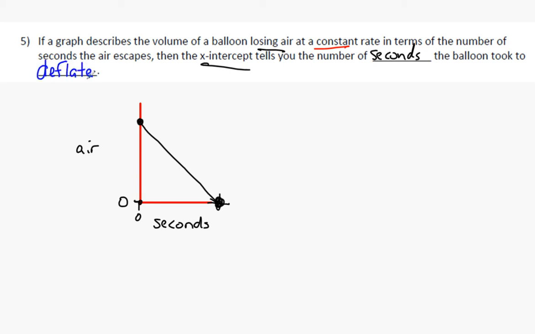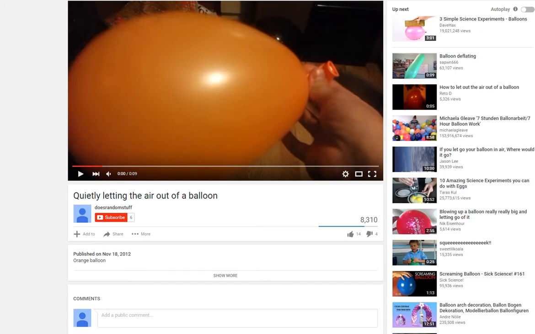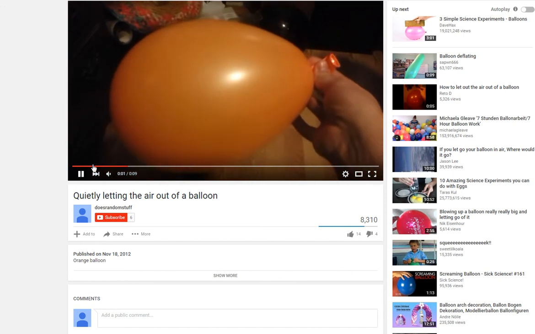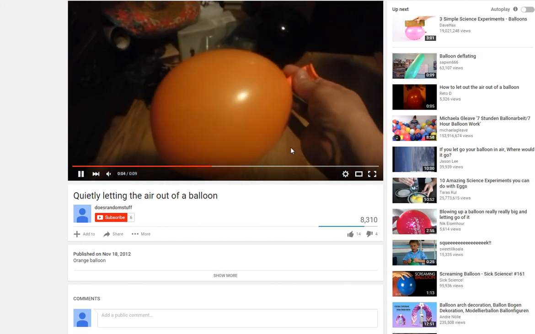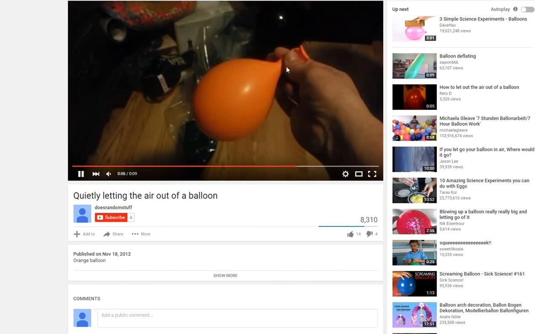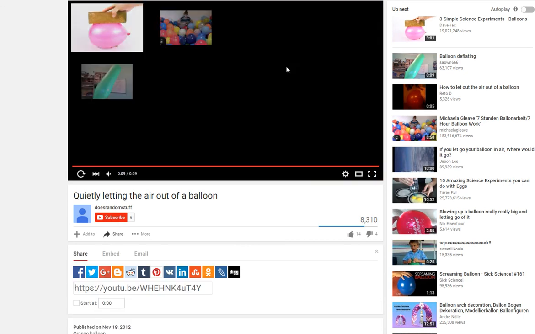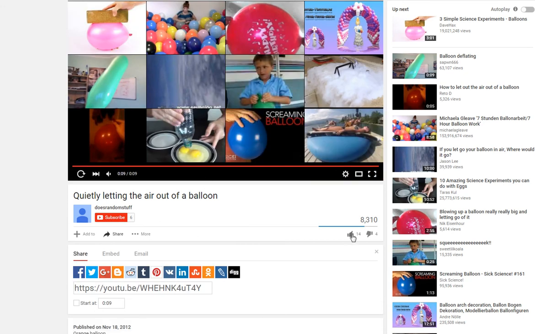Okay, in case you're not sure how this works, just because, I don't know, you never got invited to a party, let me show you an example here. You might have to turn the volume up because it says quietly, but here's our balloon, and let's see what happens. And watch, measure your time and the size. Okay, ready? Here we go. Oh, there it goes. That is the air going out of a balloon. This has 8,000 views on YouTube. I must be doing something wrong.